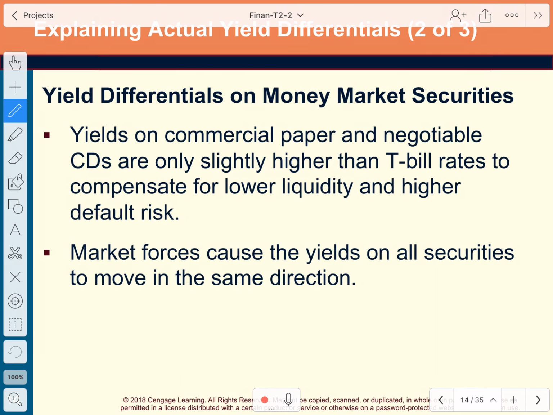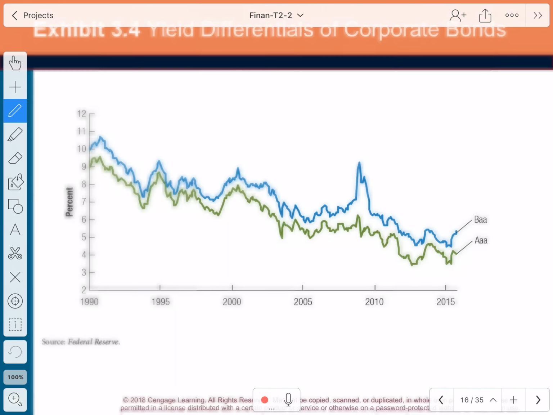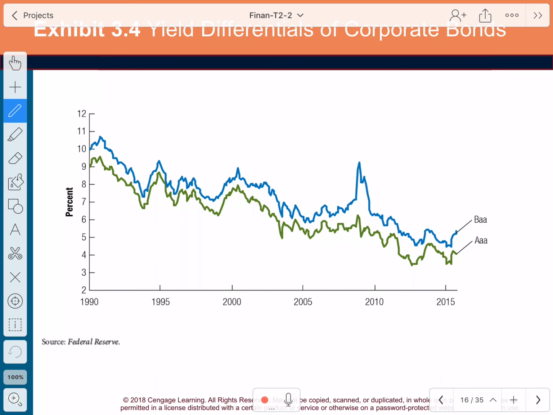Okay, so the yield differential on a money market security, any commercial paper would offer a higher return over a treasury bill rate. Why? Because it's risky, so you need to be compensated for that. Okay, the municipal bonds have the lowest before tax yield, but its after tax is higher. Why? Because it's basically less liquid. And this one we have discussed already, and it's basically saying that the more risky security should offer a higher return than the less risky security.